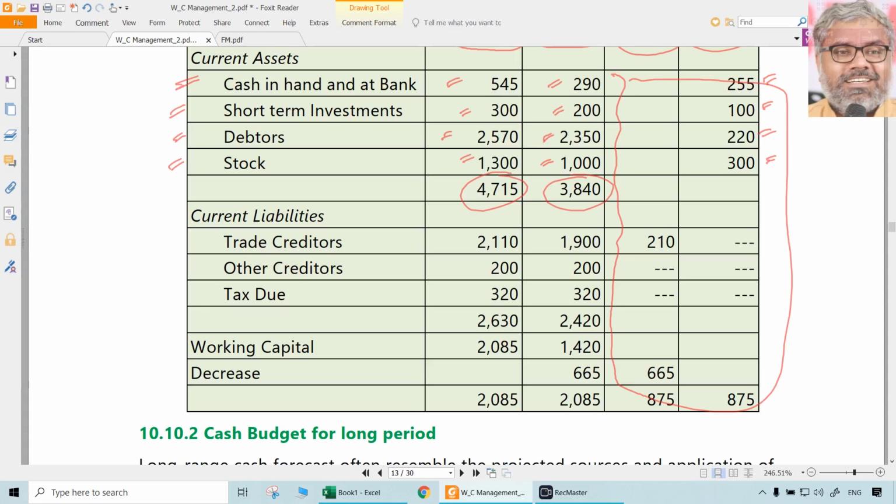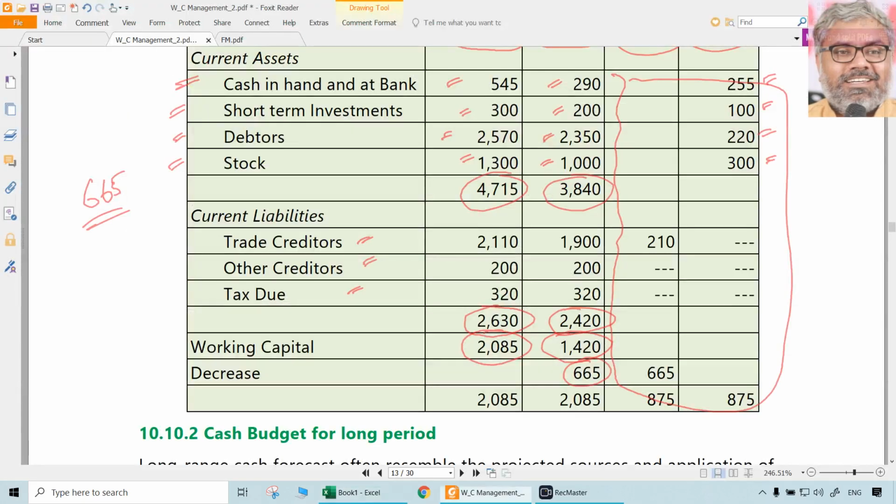What current liabilities are there? Trade creditors, other creditors and tax due. So these current liabilities are there. So that is taken here as a total of current liabilities. Ultimately, working capital is how much, that is what matters. So 2085, 1420, net decrease is what? Working capital decreased 665. That is the main point. Working capital 665 was the decrease in working capital.